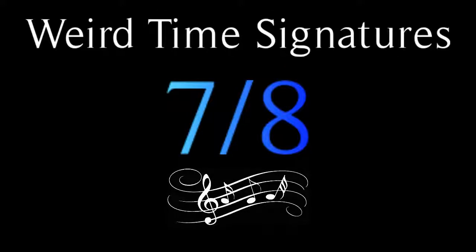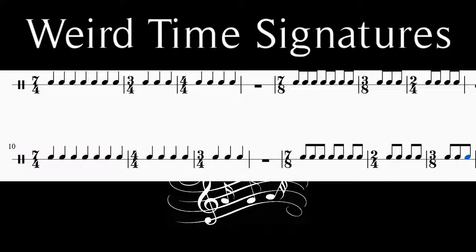The final strange time signature is 7/8. Similar to 7/4, it can be divided 4 beats then 3 beats or 3 beats then 4 beats. An example of the former is the theme from Tron.